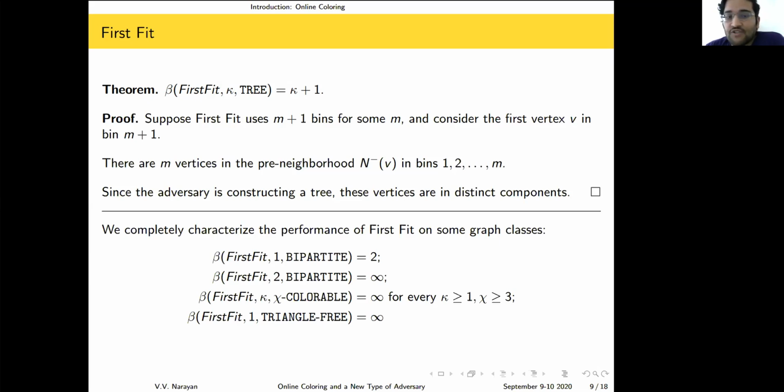In the full paper, we also completely characterize the performance of first fit on a bunch of graph classes. Against the 1 CB adversary, constructing a bipartite graph, first fit is optimal. So that's kind of clear. Against the 2 CB adversary, first fit uses infinitely many colors. And that's the example we saw from earlier. And against the kappa CB adversary, constructing a chi-colorable graph, first fit uses infinitely many colors for every kappa at least 1 and chi at least 3. And also, a 1 CB adversary can force first fit to use infinitely many colors, giving a triangle-free graph.